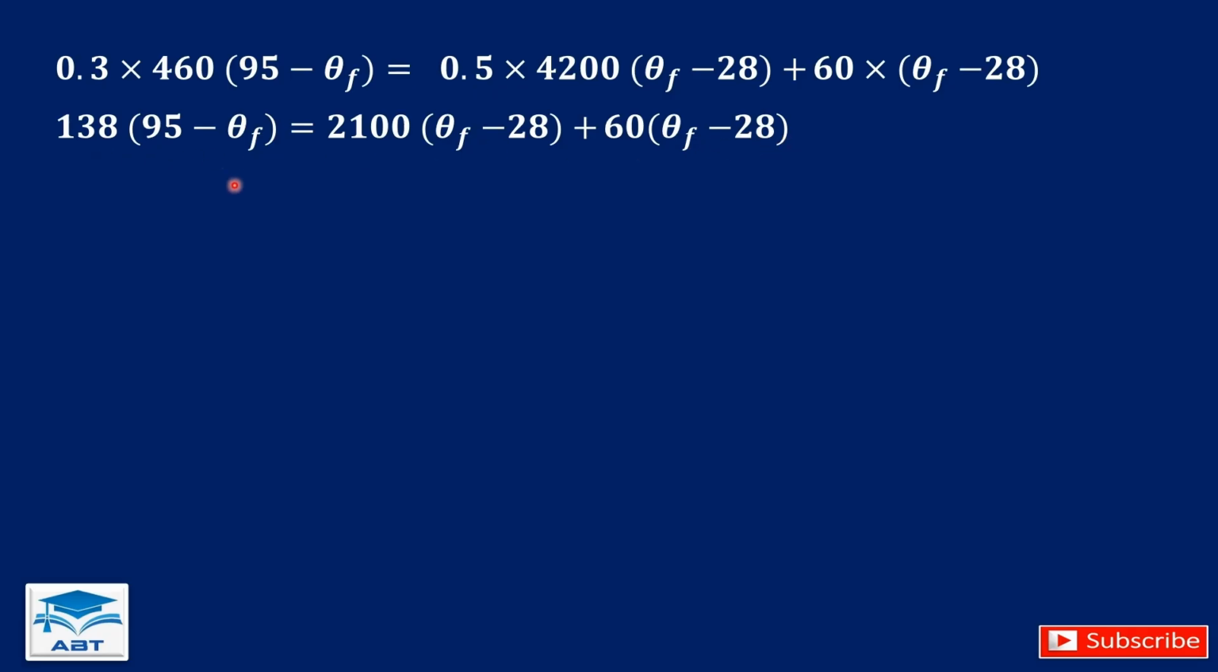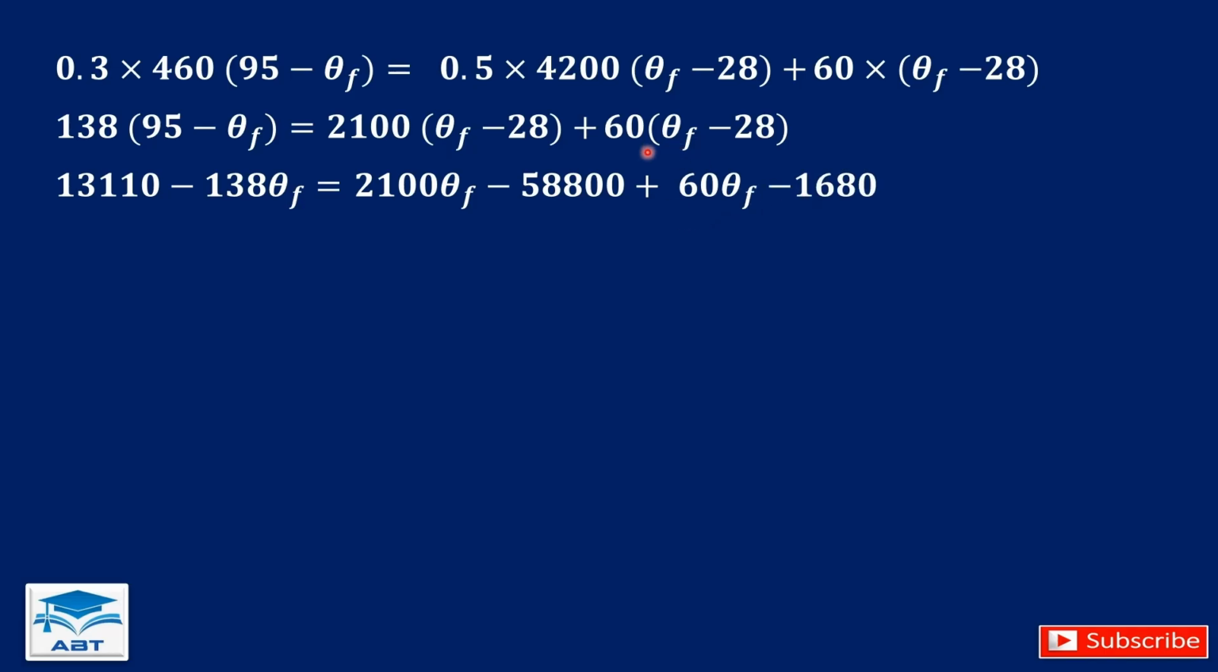So we expand brackets. 138 times 95 is 13110 minus 138 times the final temperature. And here we have 2100 times the final temperature minus 2100 times 28, giving 58800. And here we have 60 times final temperature minus 60 times 28, which is 1680.